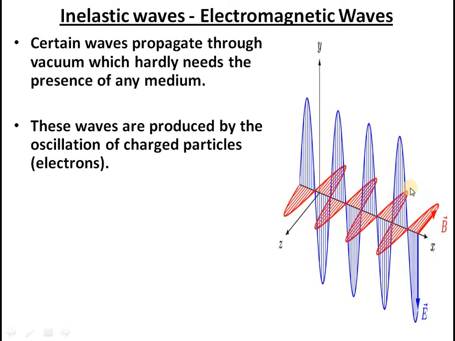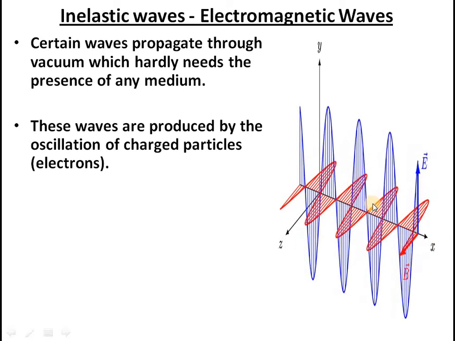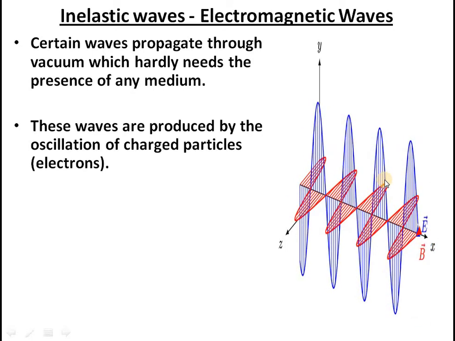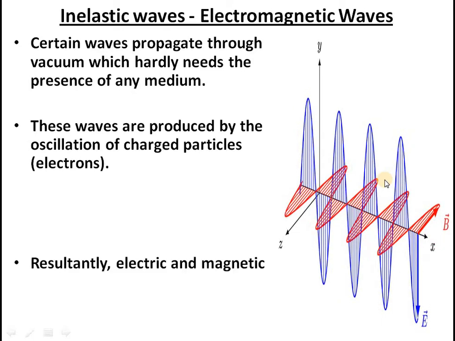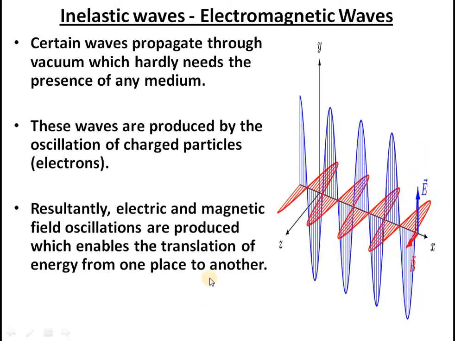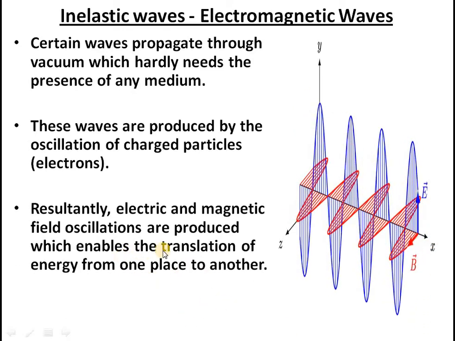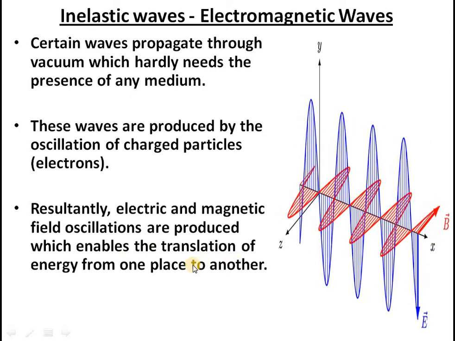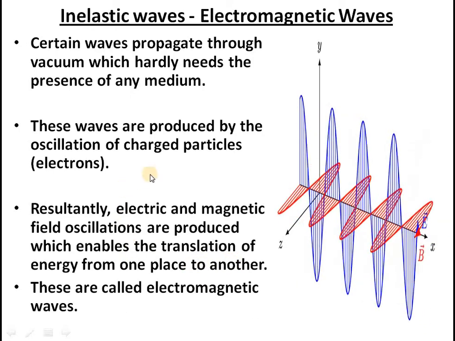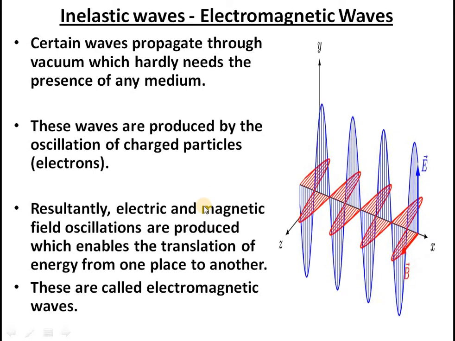So this alternating production of electric field and magnetic field enables the transfer of energy from one place to another. So that is how electromagnetic waves propagate from one place to another. So we collectively call them electromagnetic waves.